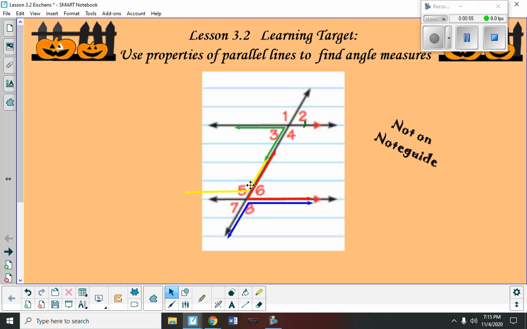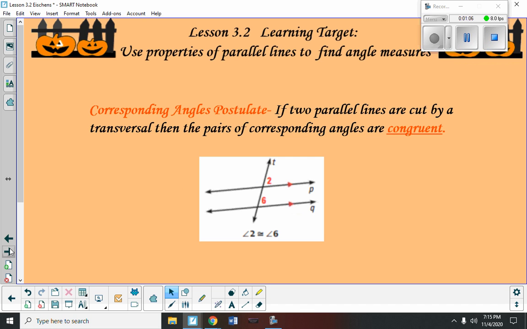Angle 5 corresponds to angle 1, and those are the same size. And angle 3 corresponds to angle 7, and those are the same size. So that brings us to the corresponding angle postulate. It says if two parallel lines are cut by a transversal, then the pairs of corresponding angles are congruent.